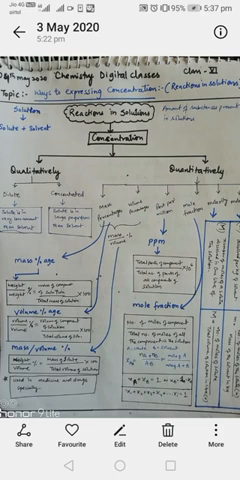Okay, dear students, from tomorrow we are going to start our next chapter. The chapter name is structure of atom. So I hope you understood the whole unit. If there is any doubt, you can call me.